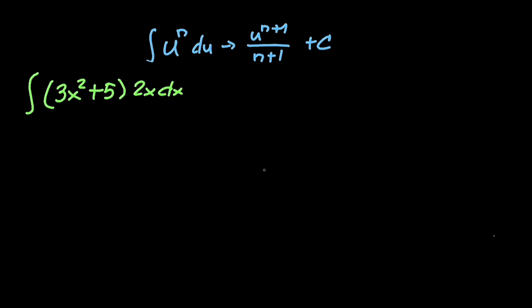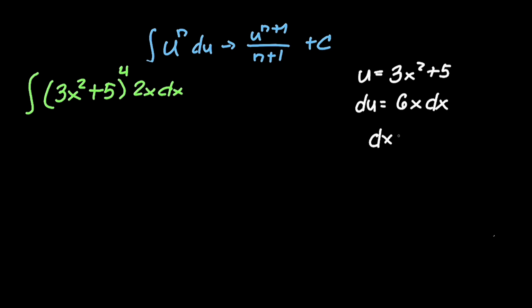The integral of (3x squared plus 5) raised to the power of 4 multiplied by 2x dx. U here would be 3x squared plus 5. du, the derivative of u, will be 6x, multiplied by dx. So dx now here would be du over 6x.